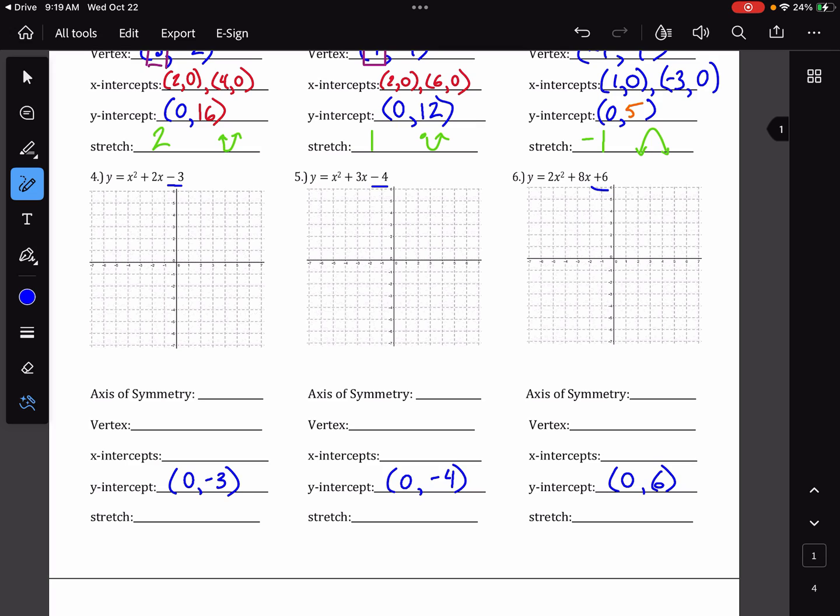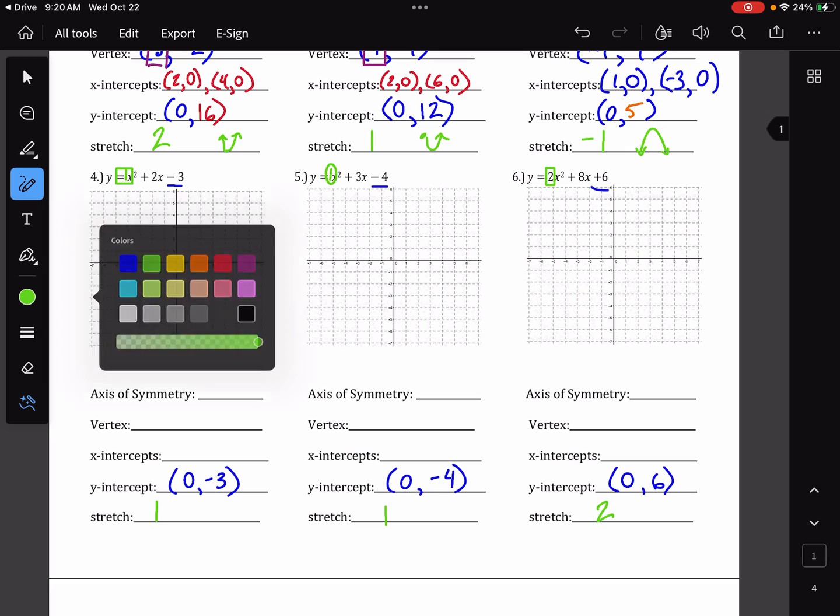The other easy thing we can point out is our stretch. Okay, so we don't have anything out front here, so our multiplier is just 1. Here, again, nothing out front, so we have a multiplier of 1. And for number 6, our stretch is 2. So those are the easy things to just be able to point out without doing any math. No math involved yet.